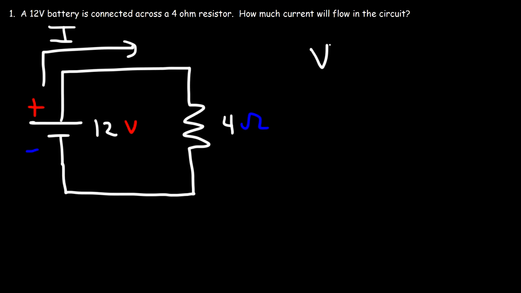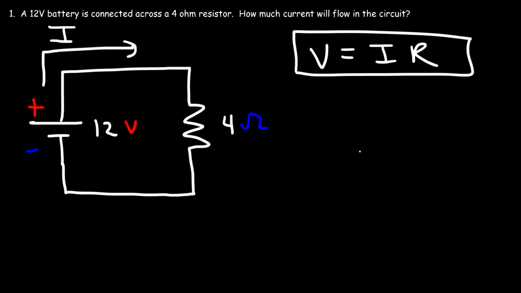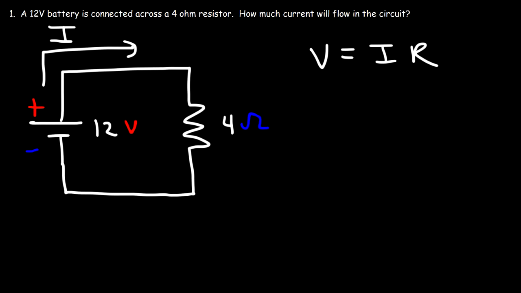Now, using Ohm's law, V is equal to IR, we can get the answer. I like using it in this form because I can easily solve for any variable that I need, just using some simple algebra. So the voltage is 12, the current in the circuit is what we're looking for, and the resistance is 4.